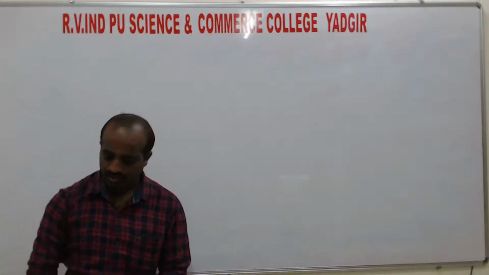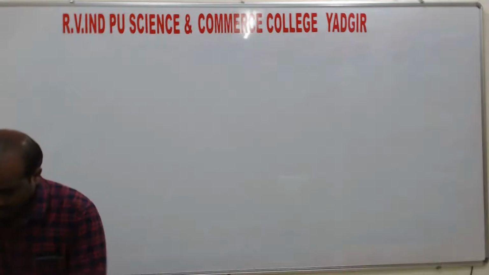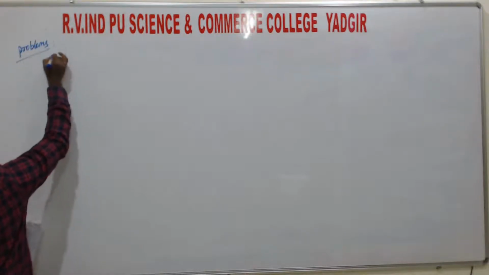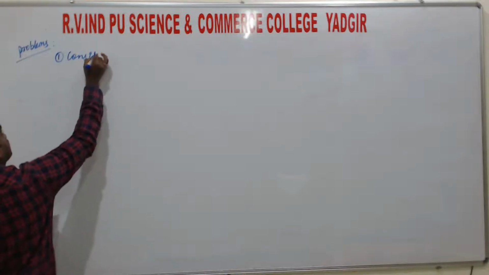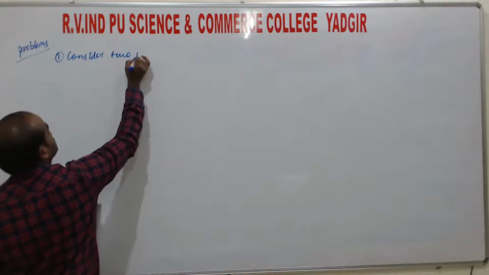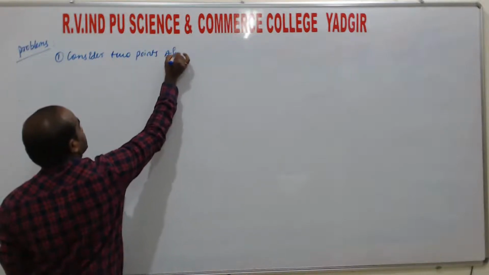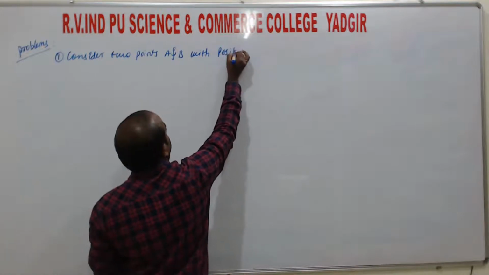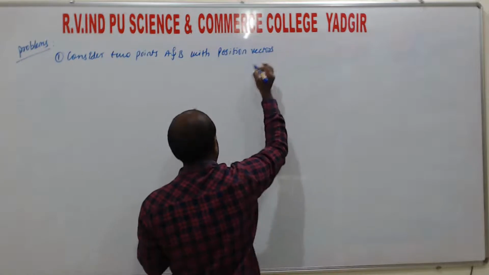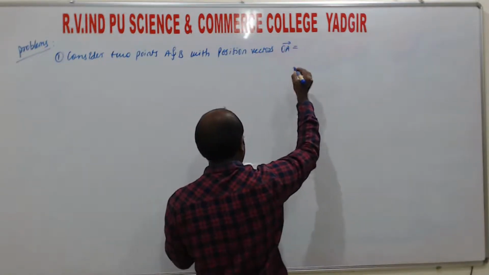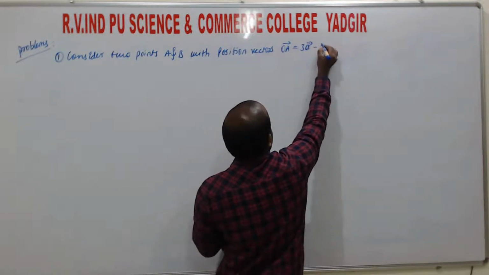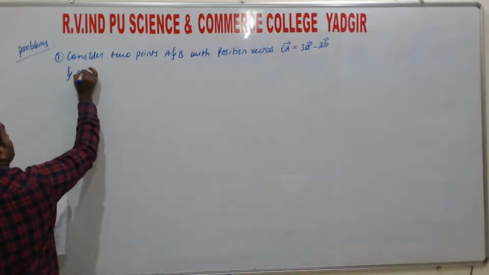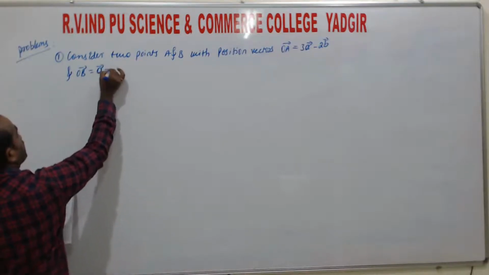Next, start the problems based on the section formula. Consider 2 points A and B with position vectors OA vector equal to 3a minus 2b, and OB vector equal to a vector plus b vector.